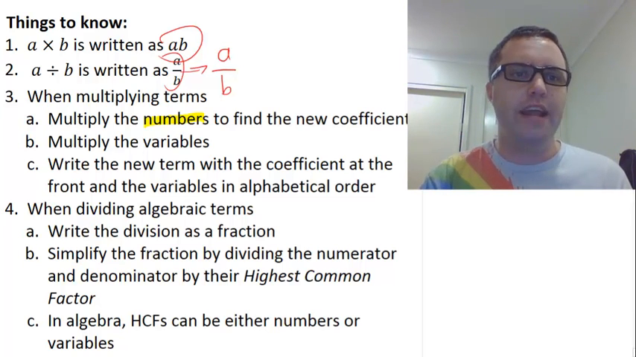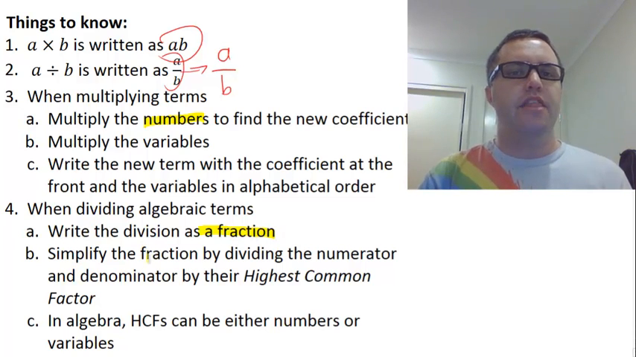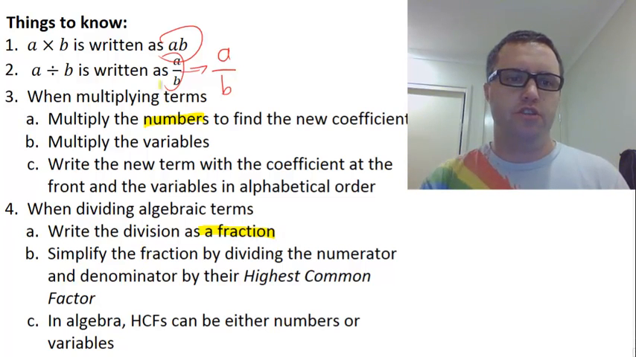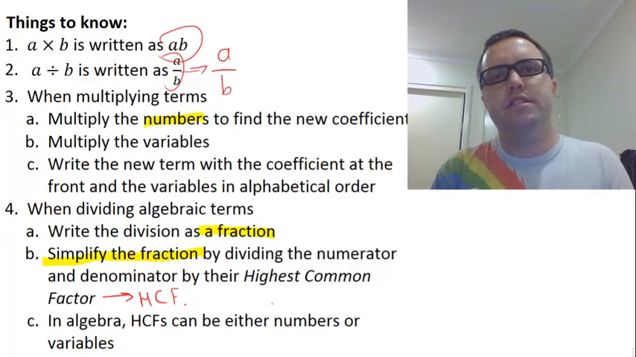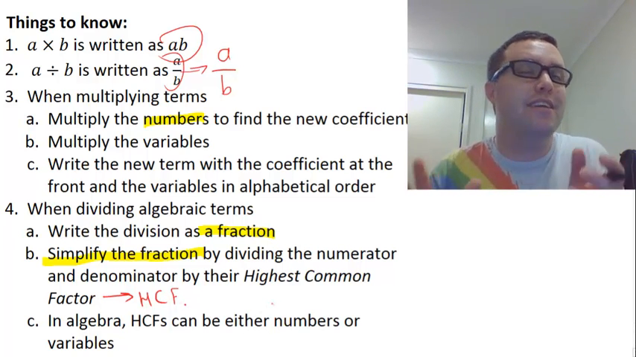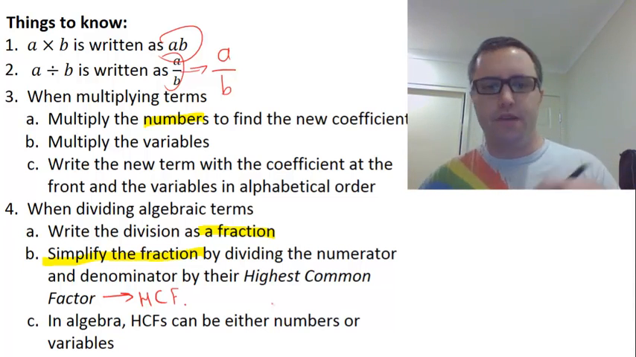When we're dividing algebraic terms, we write the division as a fraction instead, similar to what we were doing before. Then, similar to fractions, you should always try to simplify. Simplify your fraction by dividing the numerator and denominator by their highest common factor, or HCF, as we called it. I said there are a lot of things you maybe didn't enjoy, but they certainly don't go away. They'll keep coming back.